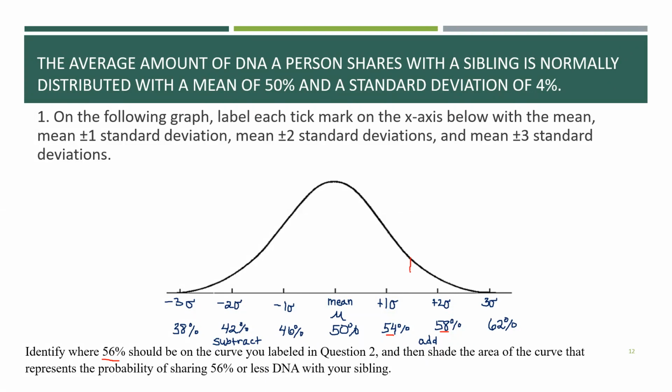So I'm going to put a line dividing my curve into 2 sections. So this line represents sharing 56% of my DNA with a sibling. And so to the left, this big section would be where we share less than 56%. Then the small area to the right is where I have labeled 58%, 62%. So the small area is where a person and their siblings share more than 56%.